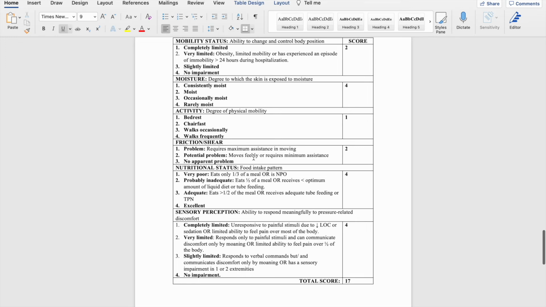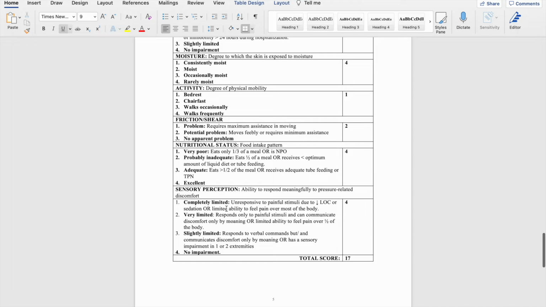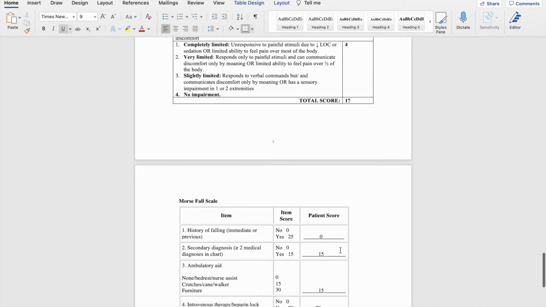Friction, there may have been potential problems. She moves feebly or requires assistance. She definitely required assistance. Her nutritional status was excellent. She was able to eat. She didn't complain about that. And sensory perception, there was no impairment, so she scored a 17.